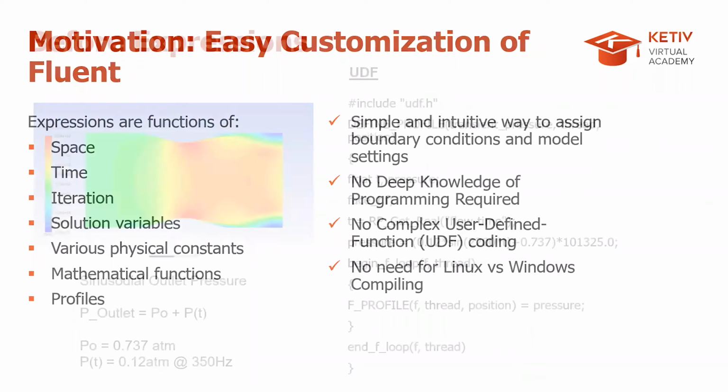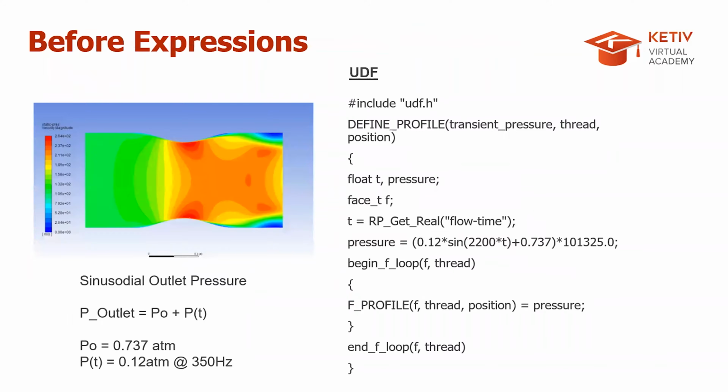So let me show you an example over here. This is just a converging diverging passage. Suppose we have to assign a time-varying sinusoidal pressure profile at the outlet boundary. This is how the pressure will be varying with time. You can see over here, you have an operating pressure component, and then you have some periodicity in this sinusoidal function, wherein you have the frequency to be around 350 hertz.